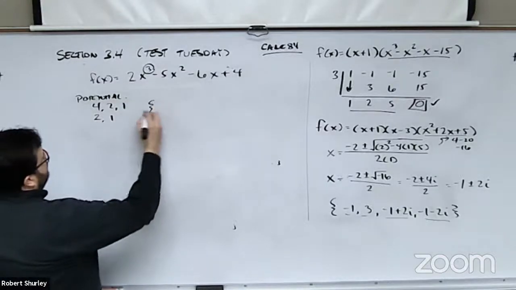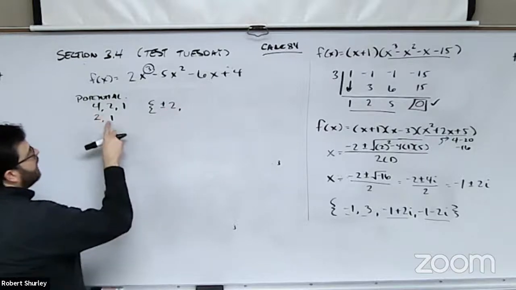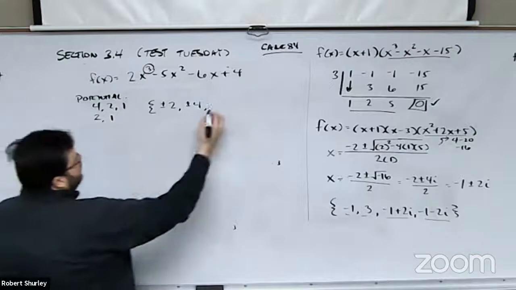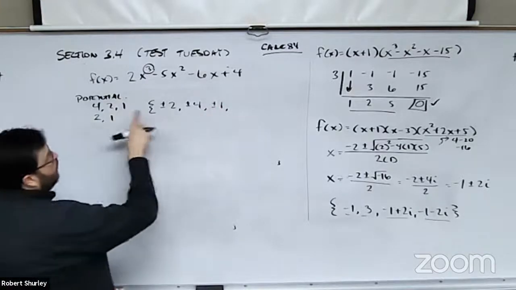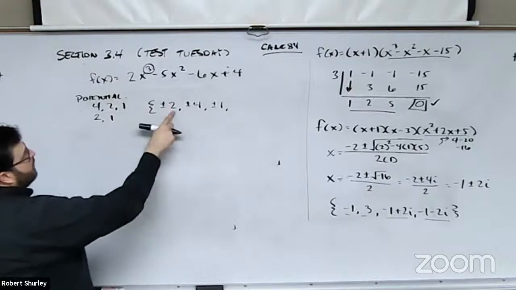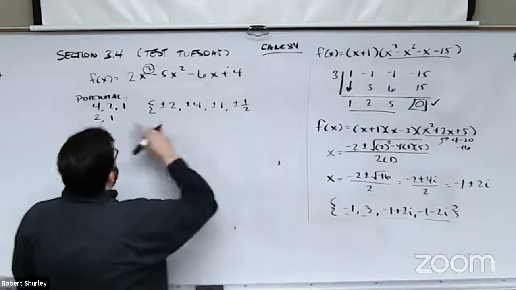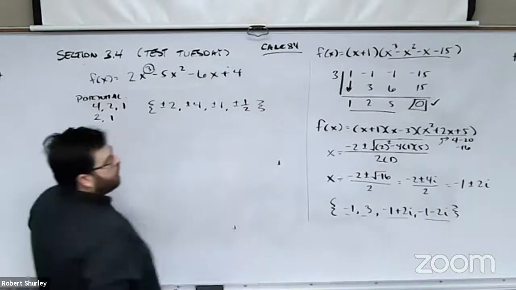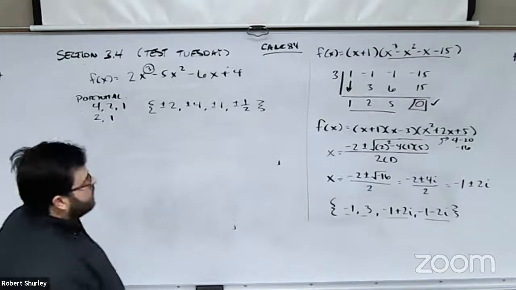So the potentials are going to be, well, 4 divided by 2 is just 2. 4 divided by 1 is just 4. 2 divided by 2 is 1. 2 divided by 1 is 2. Well, it's already there, okay? So I'm not going to worry about that one. 1 divided by 2 is 1/2. 1 divided by 1 is 1. It's already included. So that is our potential. That's the list of potential rational zeros.